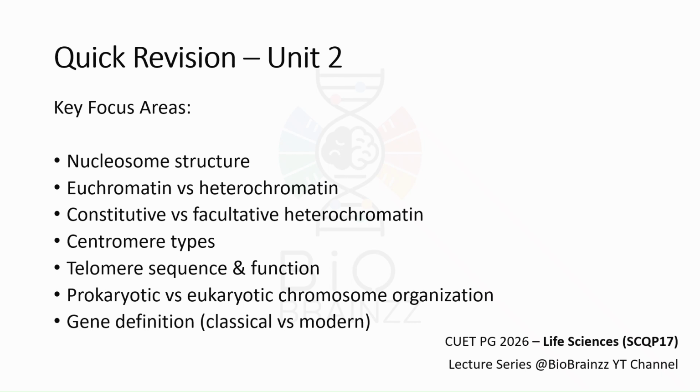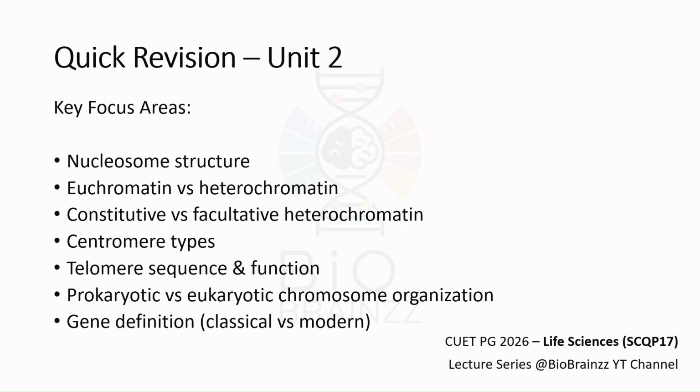Then, constitutive versus facultative heterochromatin. Constitutive heterochromatin is always condensed and rich in satellite DNA, commonly found at centromeres and telomeres. Facultative heterochromatin can switch states, the classic example being the bar body. After that, centromere types: metacentric, submetacentric, acrocentric and telocentric, based on centromere position.